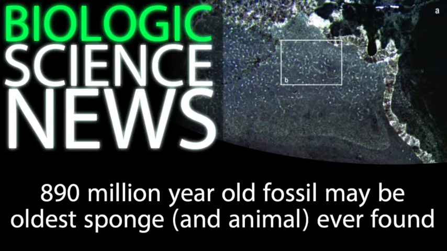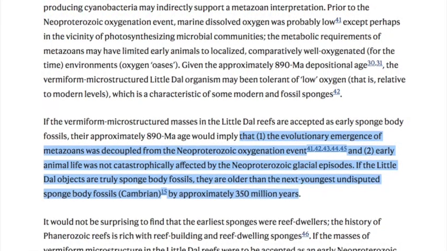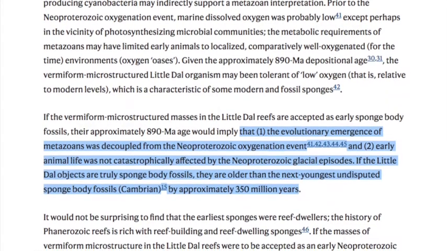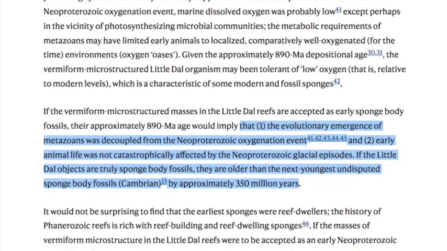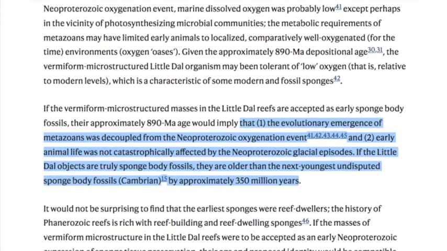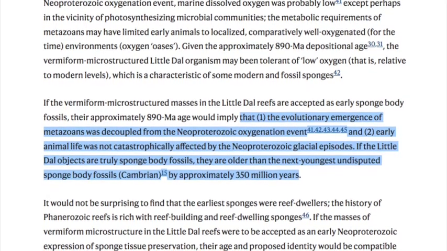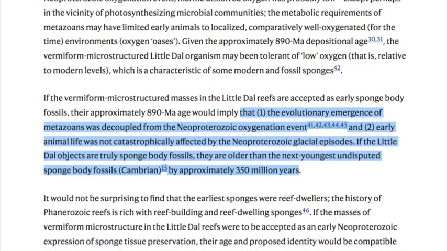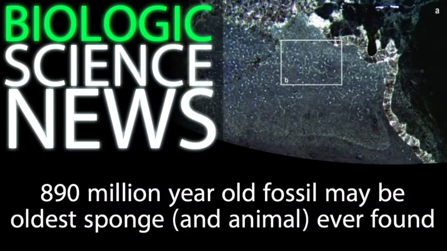This would be evidence, quote, that 1. The evolutionary emergence of metazoans was decoupled from the Neoproterozoic oxygenation event, and 2. Early animal life was not catastrophically affected by the Neoproterozoic glacial episodes. If the little dowel objects are truly sponge body fossils, they are older than the next youngest undisputed sponge body fossils in the Cambrian by approximately 350 million years, unquote.